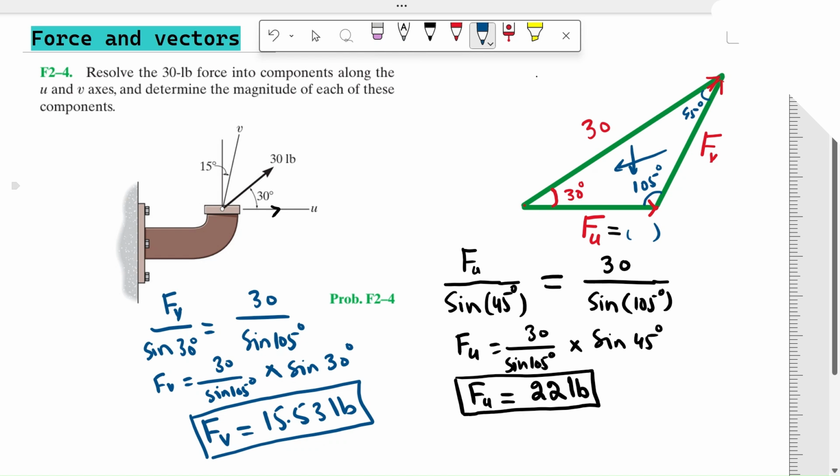So I will give a quick review of this question. We resolved this 30 pound force along the v-axis and u-axis. For the v-axis, we just drew a parallel line. We found the angles, and by applying sine law, we got the values of Fu and Fv. So I'm confident that in future you will be able to resolve any question related to a force that needs to be resolved along any axis. So I hope you got it.